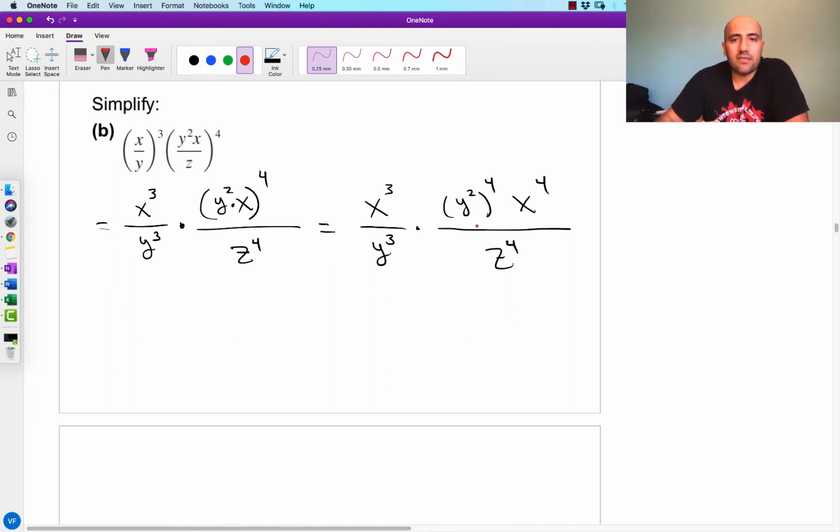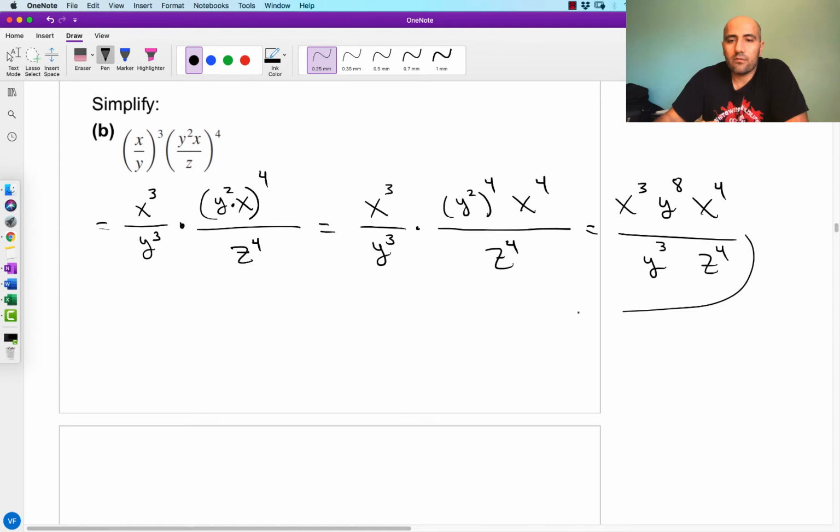I know that these are then going to be equal to 8. We have an exponential number raised to another power. So let me write that one down. So that'll be x to the third power, y to the 8th power, x to the 4th power, all over y to the third power, z to the 4th power.